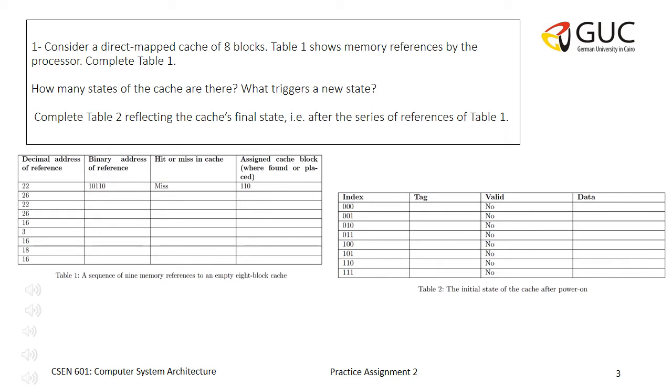In this problem, we want to access the following addresses in the left table, and we want to know if each is a miss or a hit, as well as filling the cache table on the right.